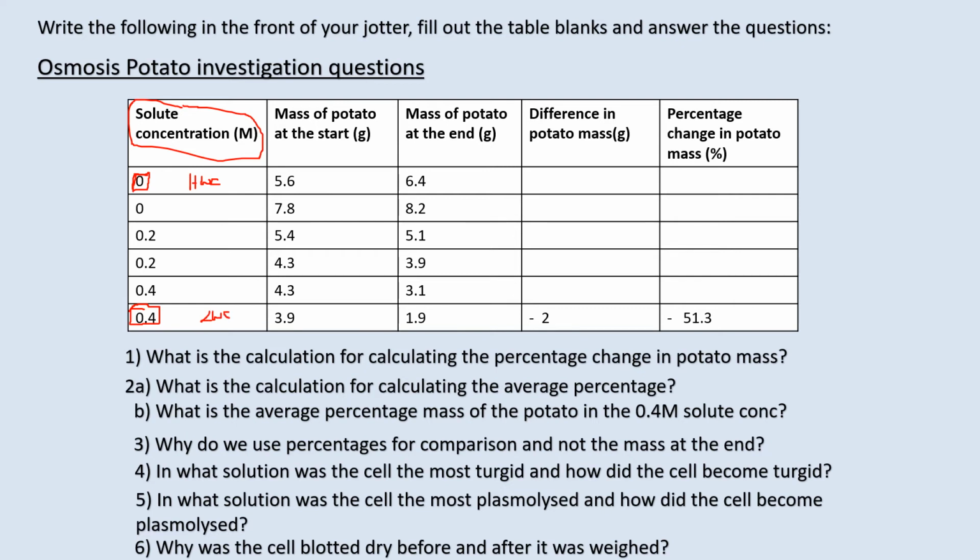So what we'd expect to happen is if we're putting a potato in a high water concentration, we'd expect it to gain mass and we'd expect it to become turgid. If we put it into a low water concentration, we'll expect it to lose mass and we'll expect it to become plasmolysed. So for the first part of this, you probably want to write down the table and all of the different questions, and pause the video.